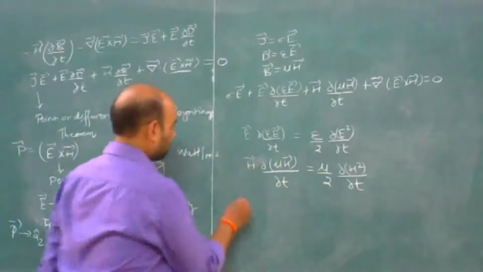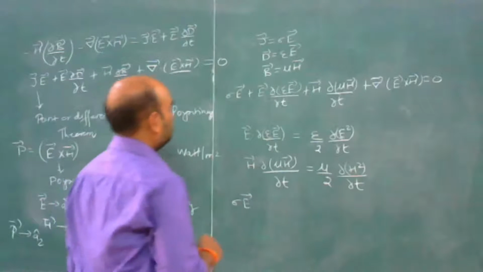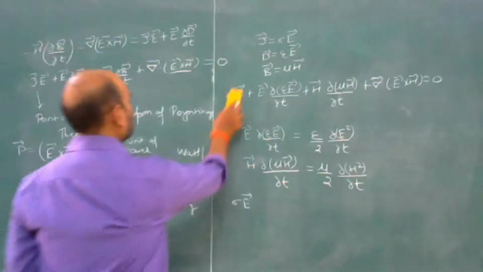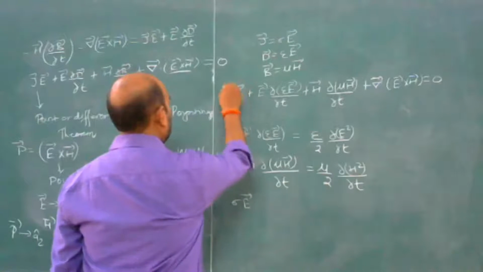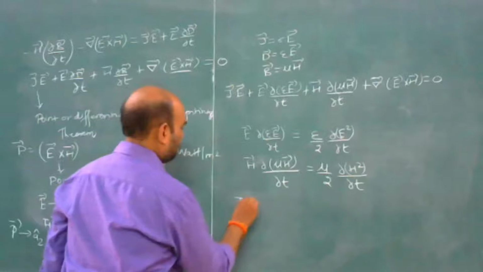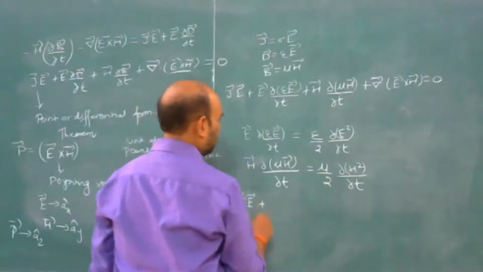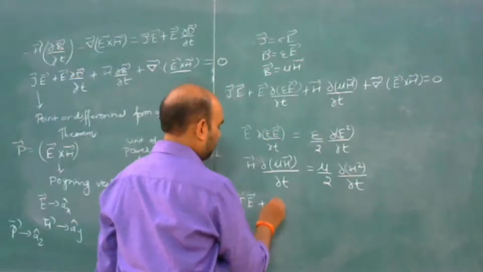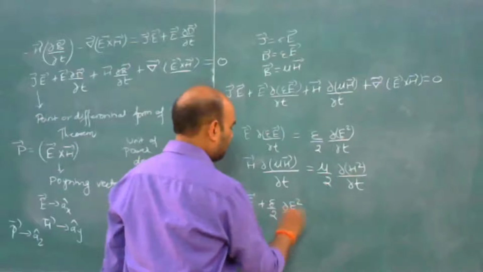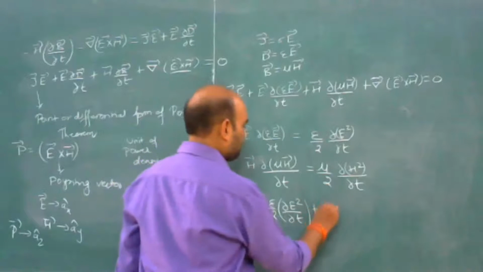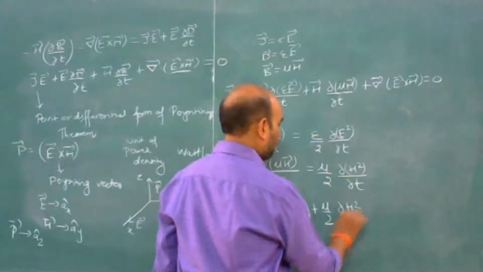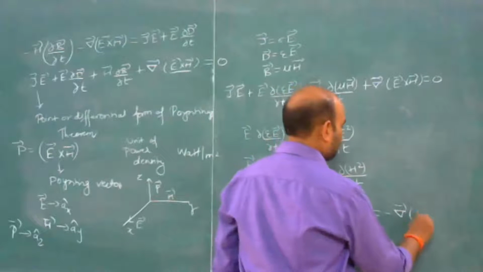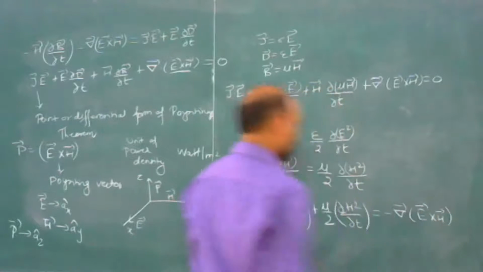So we can write this equation as sigma E square, plus epsilon by 2 del E square by del T, plus mu by 2 del H square by del T, is equal to minus divergence of E cross H.